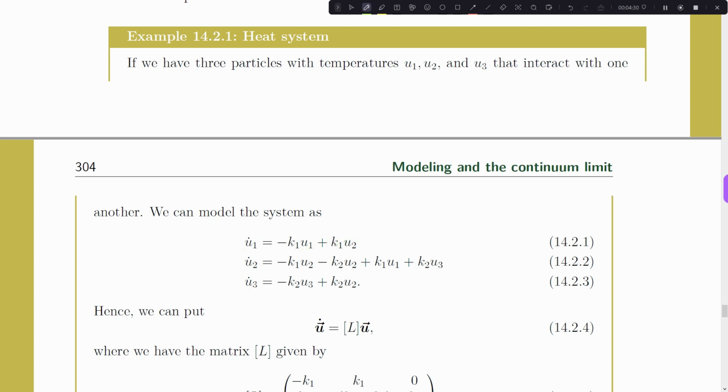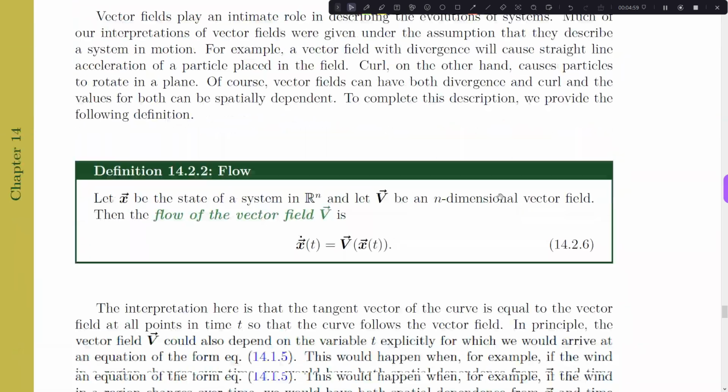And then how does u2 depend? Well, it loses heat over to u1 through k1, it loses heat over to u3 via k2, and it can possibly gain heat from both u1 and u3. That's where the signs are changing: the negatives are where it's losing heat, the positives are where it's gaining heat, and so on with u3. There's nothing particularly special about that. It's a very natural system of equations to produce, and we already saw it quite a few days ago.